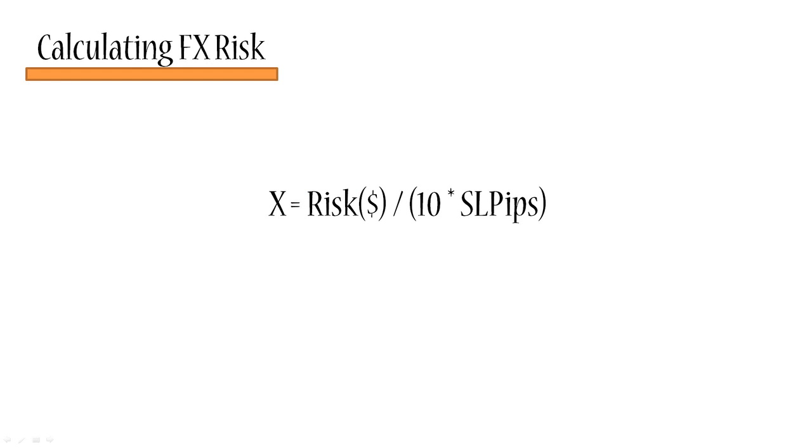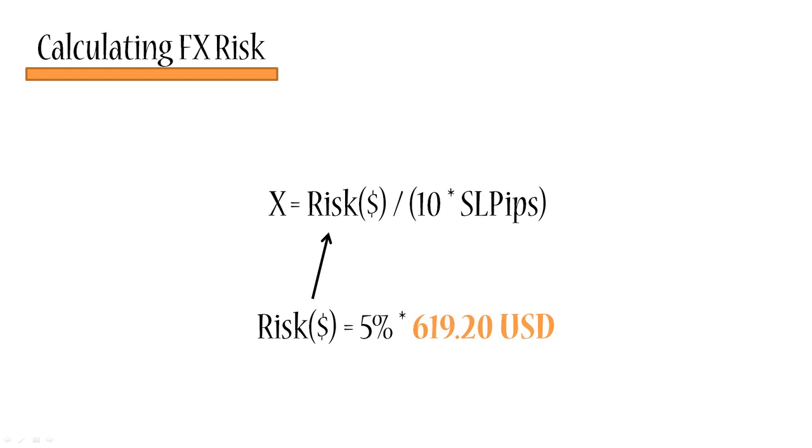Alright, to get our lots, we have to take the risk in dollar terms and divide by 10 times the number of pips in our stop loss. Because this is quite a risky trade, we're trying to break the 0.80 level, I would rather go a bit more conservative here, and that's why we're going to take about 5% of our balance as opposed to the 10% that we sometimes take. 5% of 619.20 US dollars is 31 US dollars.